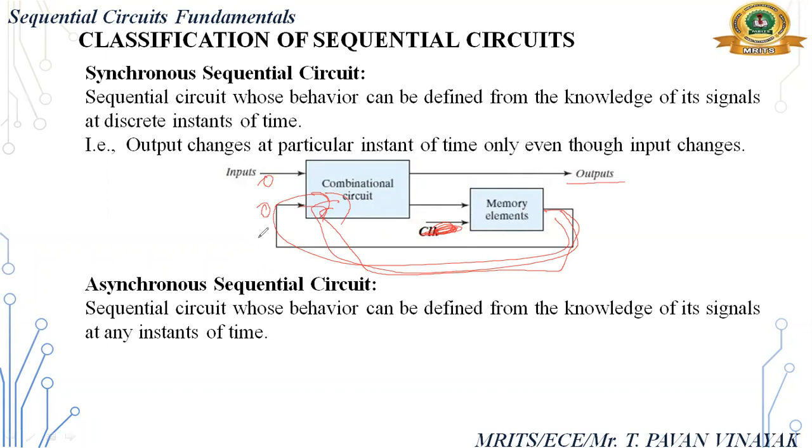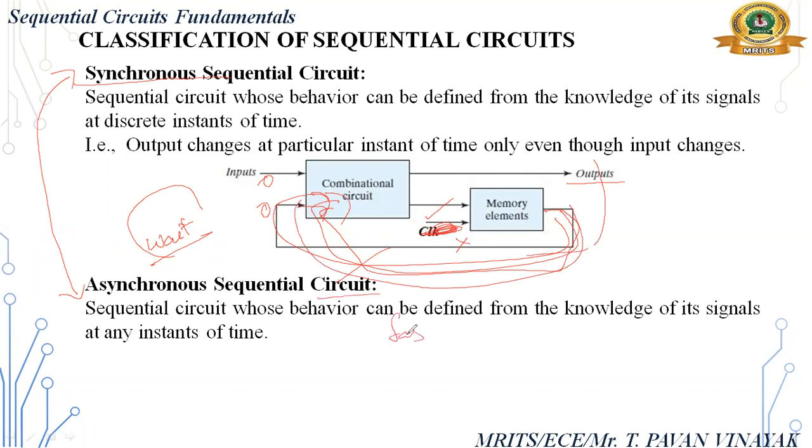There is no waiting time available here. Here the waiting time is available. So then what are the differences between these two? In synchronous we have a clock. In asynchronous, we don't have a clock. Which one is faster? Because we get the output immediately, asynchronous is fast. Synchronous is slow because we have to wait for some time.